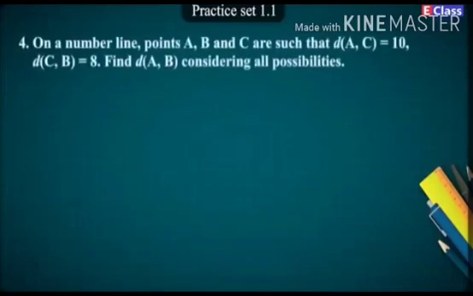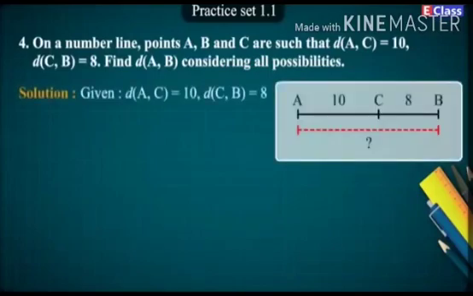4. On a number line, points A, B and C are such that distance of AC is equal to 10 and distance of CB is equal to 8. Find distance of AB considering all possibilities. Solution. Given. Distance of AC is equal to 10. Distance of CB is equal to 8.